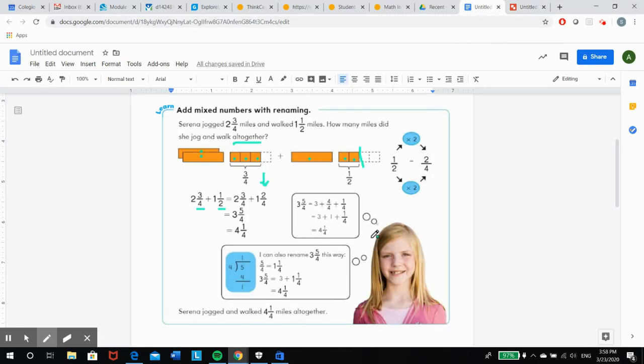Let's go back. Take a look. My answer is 4 wholes and 1/4. And that is how I rename mixed numbers. So in the end, my answer will be Serena jogged and walked 4 1/4 miles altogether.